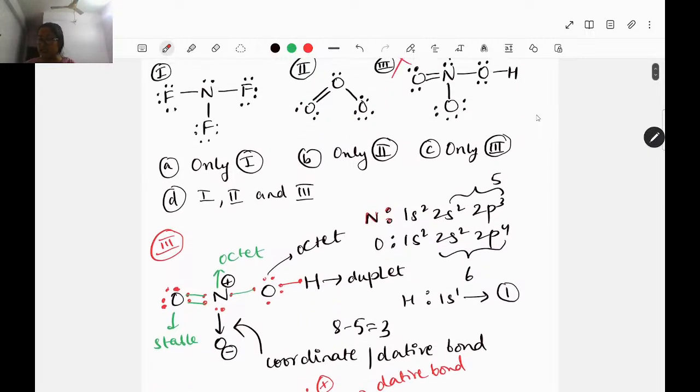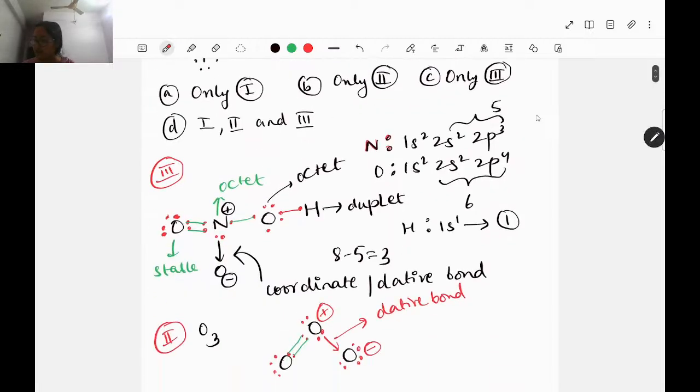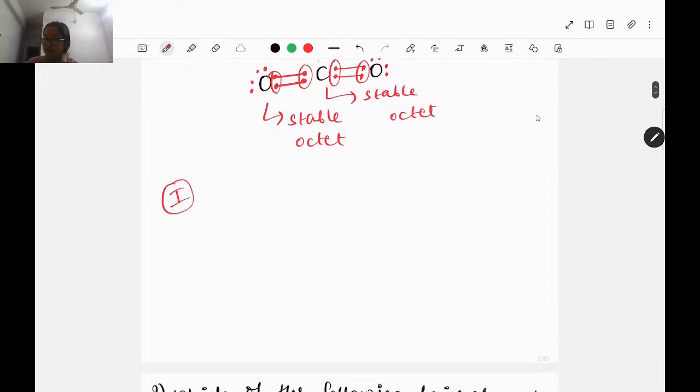Okay. But do we have the charges over here? No, we don't have the charges. So this representation is also incorrect. Now let us look at the first representation. I am drawing over here. So the first representation is NF3. So let us see how the NF3 molecule looks like.